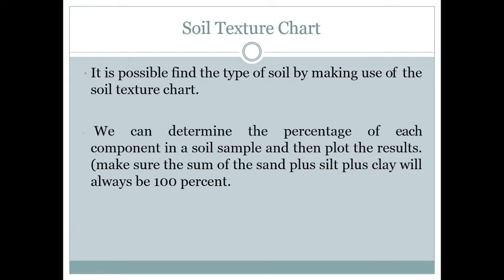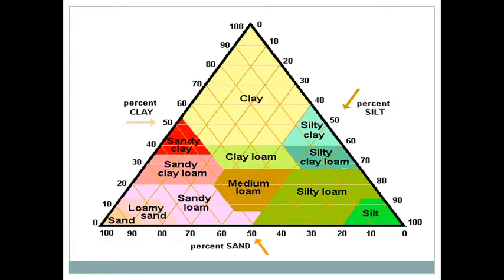Usually in determining the texture, we have the texture chart. So it is possible to find the type of soil by making use of the soil texture chart. So we can determine the percentage of each component in a soil sample and then plot the results, making sure the sum of the sand plus silt plus clay will always be 100%.